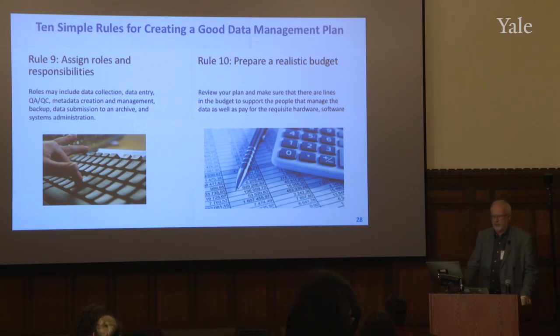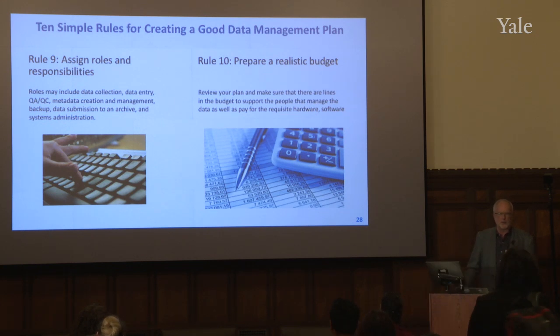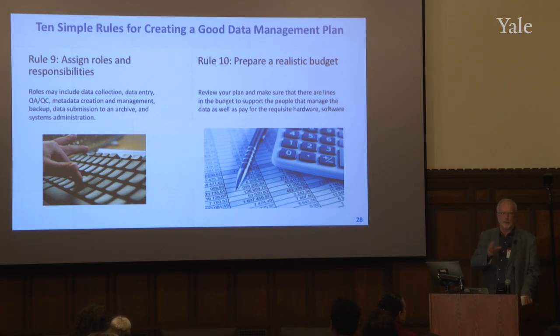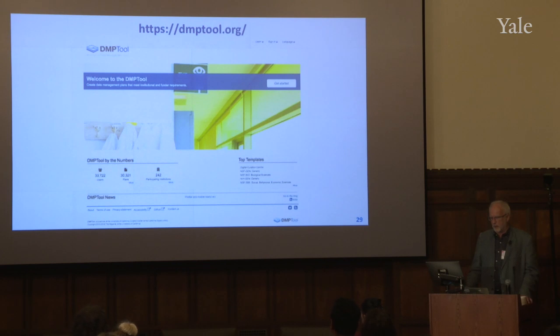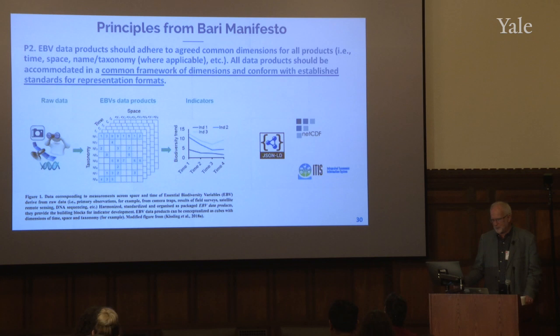And then the last couple rules are, one, assign roles and responsibilities, identify those people in your lab and others that will be taking on different components of this, and then prepare a realistic budget so that those reviewers will be able to see that, yes, they plan to do this particular data management activity and there are real dollars to support it, be it hardware, software, personnel time, or otherwise. And it's a great tool that will help step you through this. It's the dmptool.org. Those of you that are not familiar with it, check it out. It's free, easy to use.